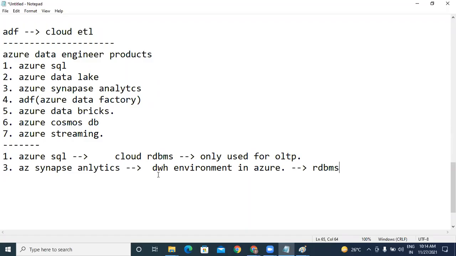Next, what is the problem with Synapse? What is the category of Synapse? It is RDBMS. What can RDBMS store? Only relational, structured data. That is the behavior of a traditional data warehouse, handling only structured data.